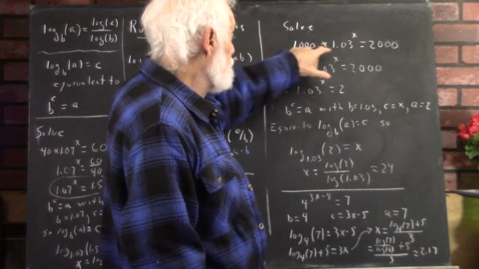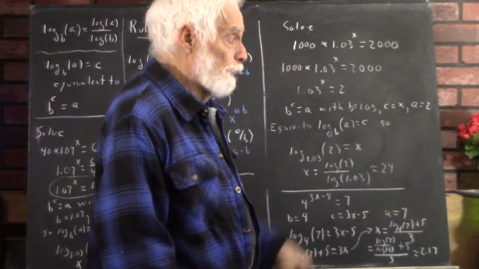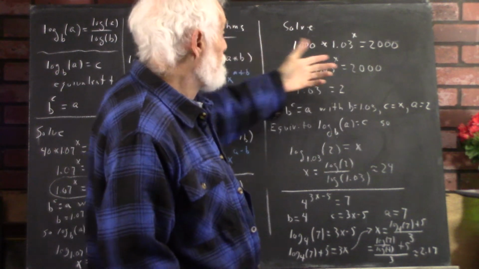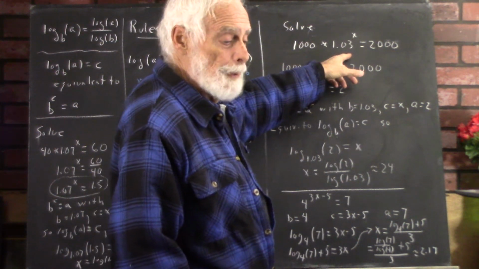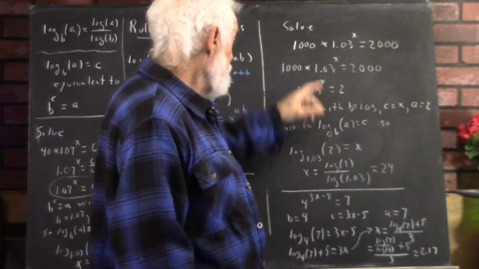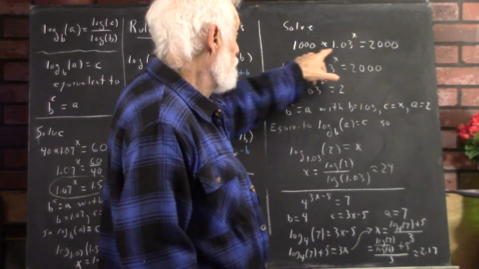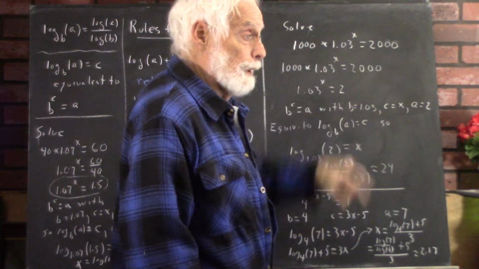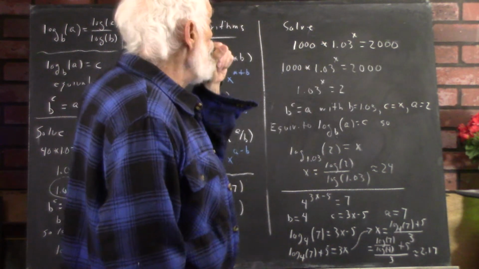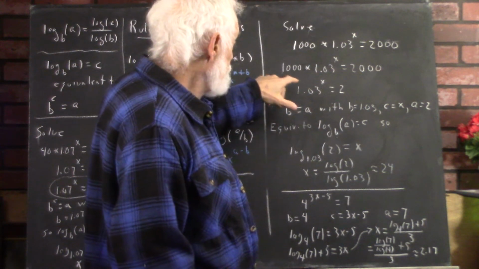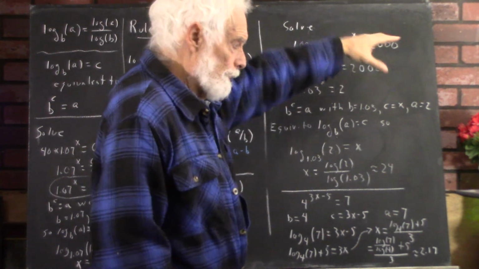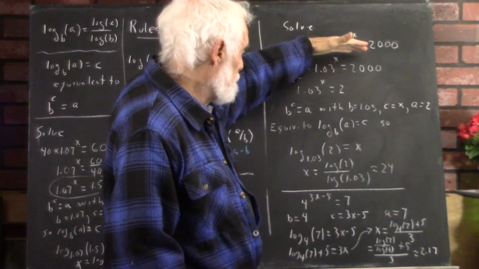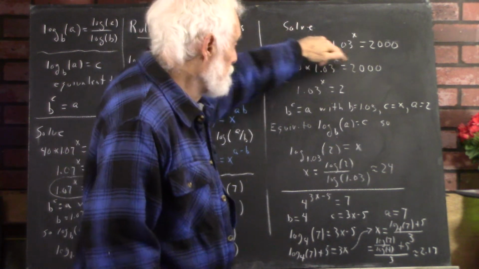I'm going to solve 1,000 times 1.03 to the x equals 2,000. That is, for example, if you have $1,000 at 3% interest compounded annually, then after x years, you're going to have this much money. And you want to find out when you're going to double your money, when you're going to be up to $2,000. I rewrote it because the thing was off the board. But it's just rewritten here.